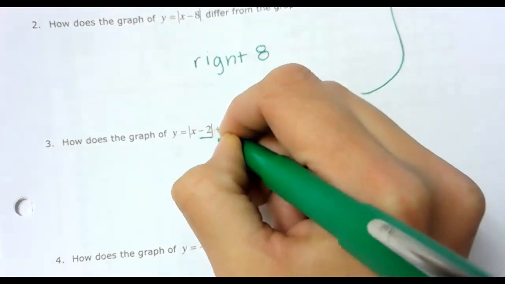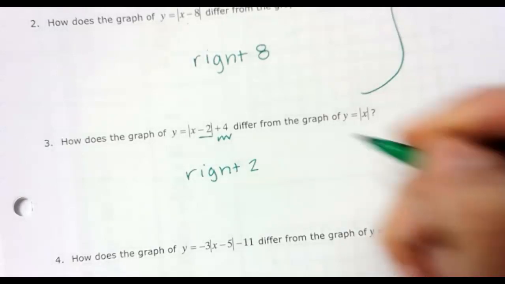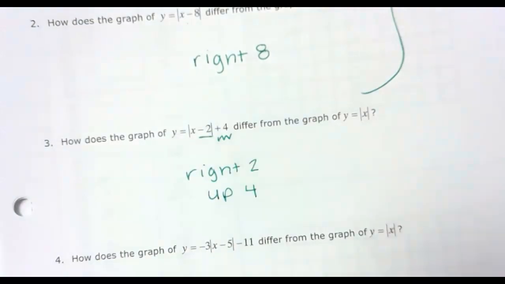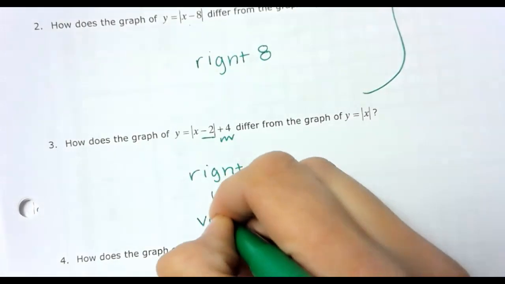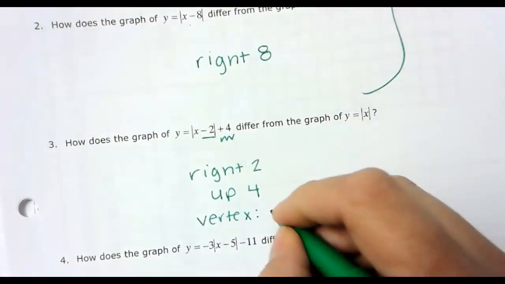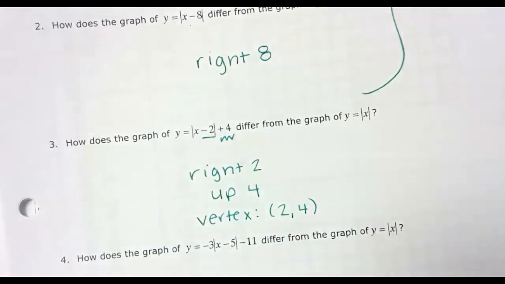Perfect. What does that positive 4 do to my graph? Go ahead, Nick. Finish it off. Perfect. So it's right 4, up 4. What is the vertex for this equation? Anybody know? Colton? Perfect. Not negative 2, though. 2, 4. Because it's right 2. Yep. So the vertex would be 2, 4. The vertex is always h, comma, k.